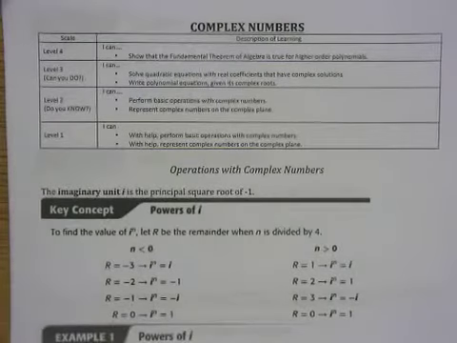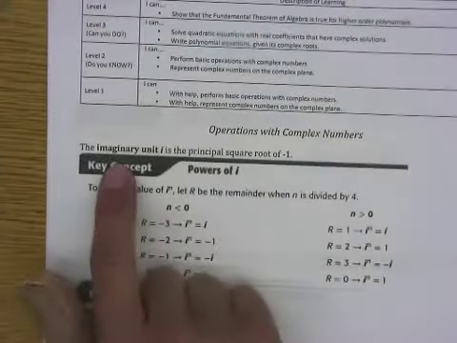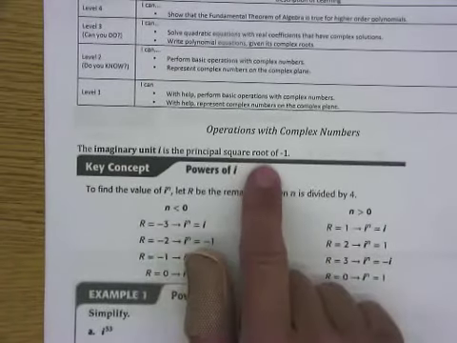In this unit, we're looking at complex numbers, and you've seen complex numbers before, but let's refresh our memory. Let's start by talking about the imaginary unit i. It is the principal square root of -1.